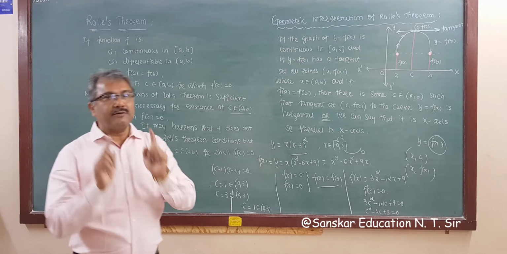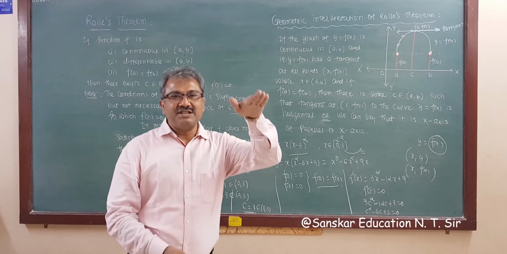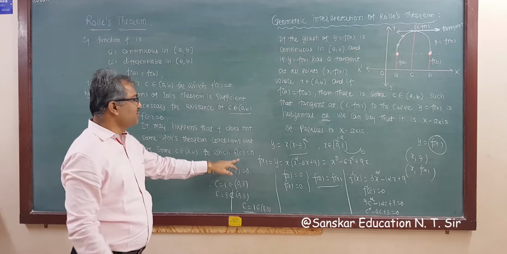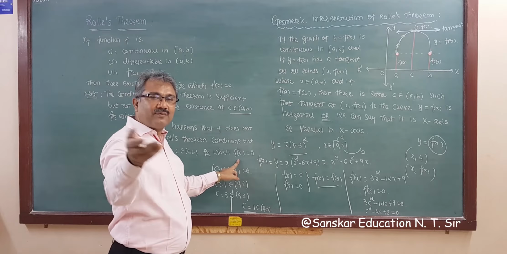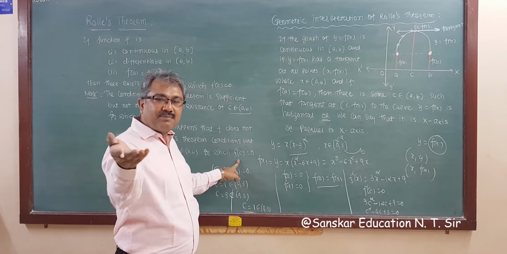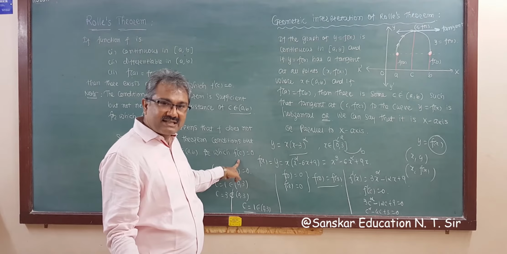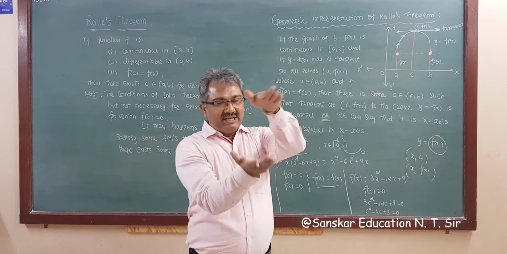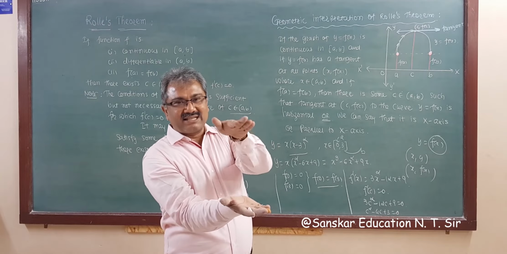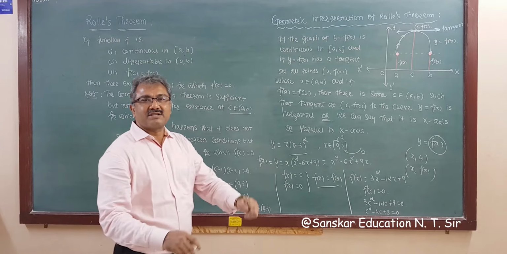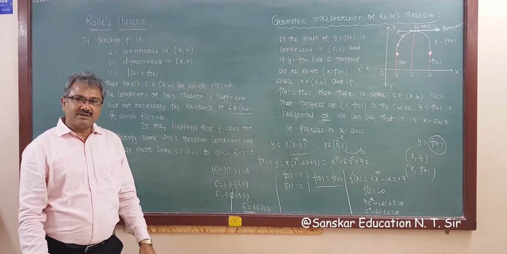The geometrical interpretation of Rolle's theorem is that the tangent is always parallel to the x-axis, because f dash c is equal to 0. That is, the slope is 0, and the slope of a line is 0 when the line is horizontal, or parallel to the x-axis, or the x-axis itself. So the tangent is always parallel to the x-axis, either the x-axis or a horizontal line. This is the geometrical interpretation of Rolle's theorem.